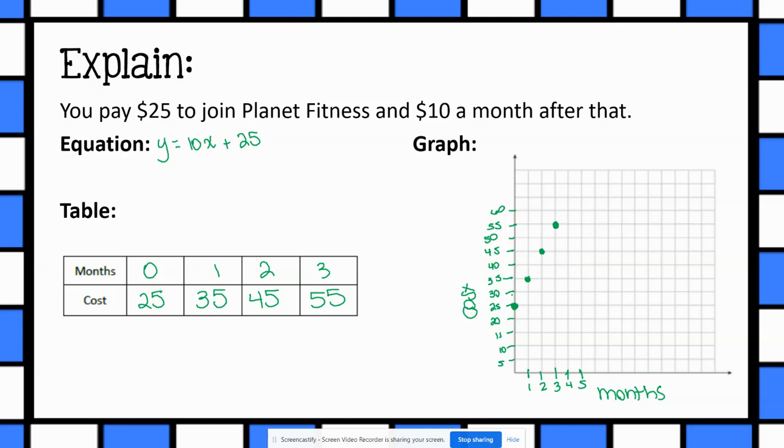However, the straight line intersects the y-axis right here at 25 instead of intersecting the y-axis here at 0. Because of this, I know that this is not a proportional relationship, and I'm going to say no because it does not pass through the origin.